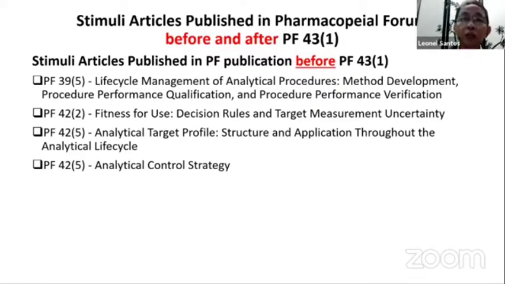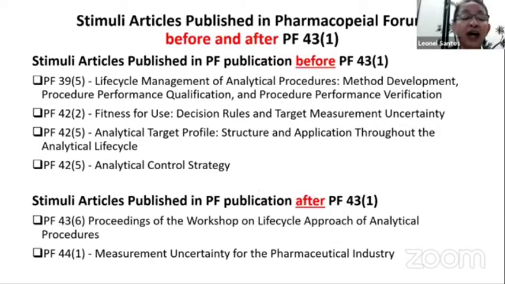If you want to find out more about the new General Chapter 1220, you can read some of the background information that were published before, as listed in this slide. It contains method development procedure, performance qualification, performance verification, and then the target measurement uncertainty, the analytical target profile, and the analytical control strategy. Afterwards, there were also stimuli articles published after the publication of PF 43.1, which are the proceedings of the workshop and the measurement uncertainty for the pharmaceutical industry.